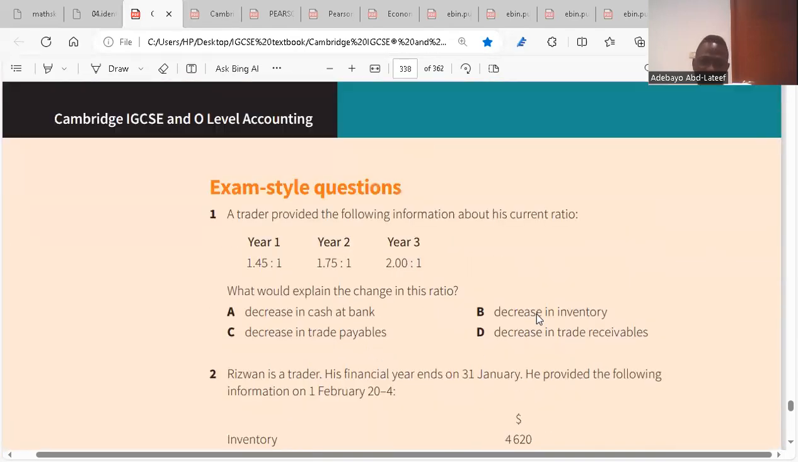So we have example type questions. Twitter provided the following information about current ratio. What will explain this ratio? Current ratio is current asset and current liability. Here current asset is more than current liability. The options are: decrease in cash at bank, decrease in trade payable, decrease in inventory, decrease in trade receivable. If your current asset is more than current liabilities, which one decreases? Let me think which one.